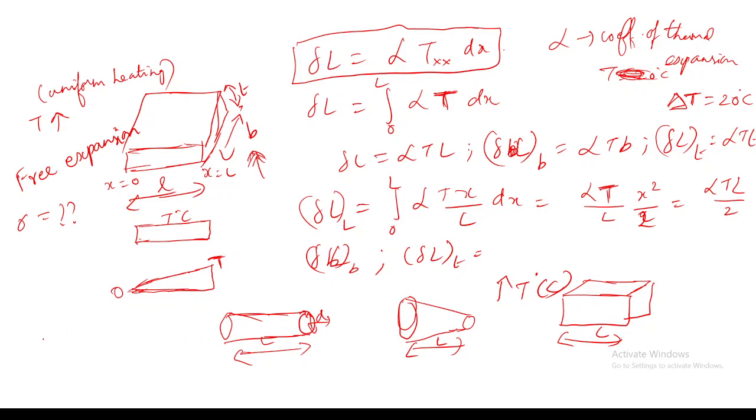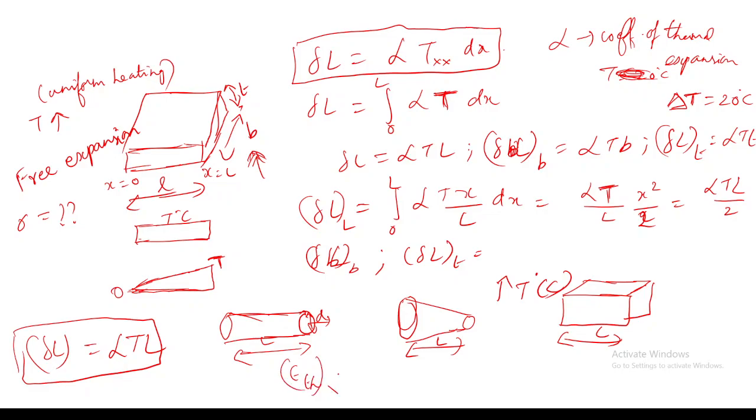Same. Yes, the delta L for each one of these will be equal to alpha into T into L. Irrespective of the cross section, I will be getting the same amount of deformation due to thermal loads. And also if I calculate the thermal strain in the x direction, what will be the thermal strain? Alpha T L divided by L, which is equal to alpha into T. Up to this is clear, right?